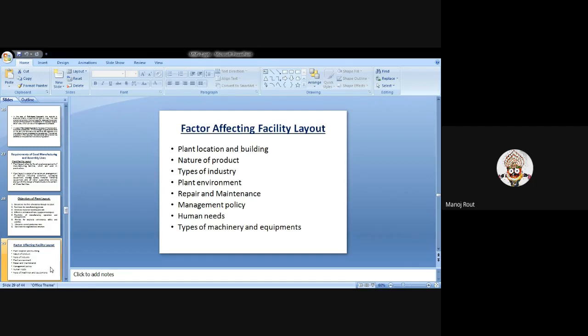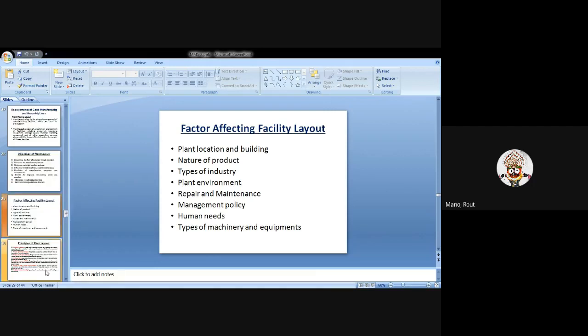So these factors directly affect plant location and building also, because these are not geographically or environmentally acceptable regions for tea production. The next are nature of product, type of industries, plant environment, repair and maintenance, management policies, human needs, and different types of machines and equipment. These directly affect the facility layout. So going to the next one.